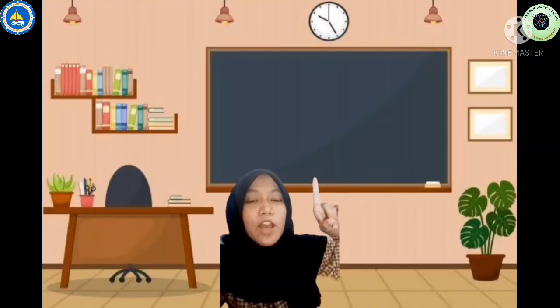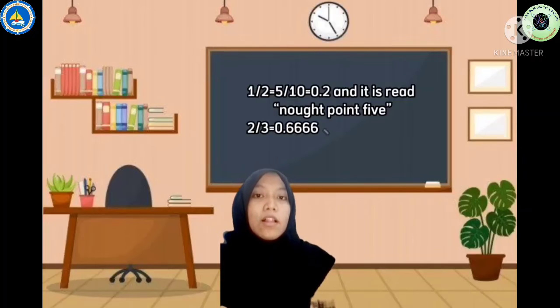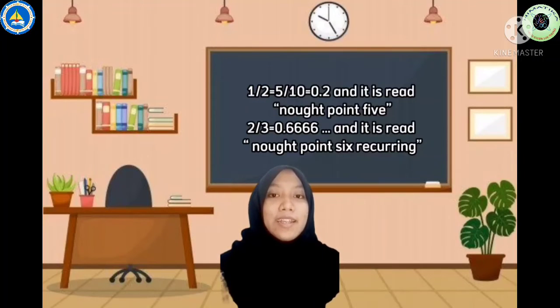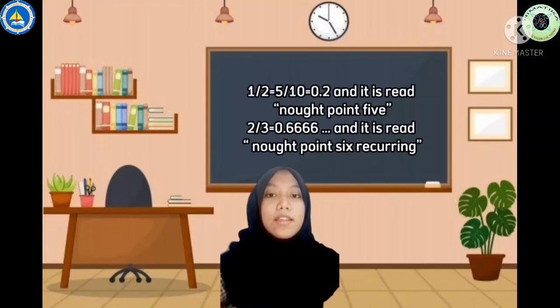Example: 1/2, 5/10 equals 0.5 and is read 0.5. Next example: 2/3 equals 0.6666 and it is read 0.6 recurring.